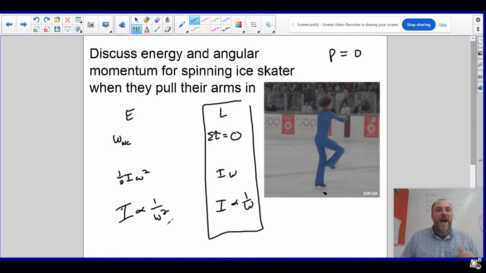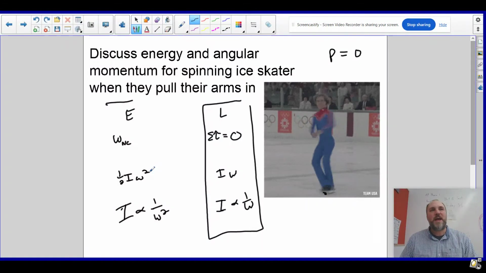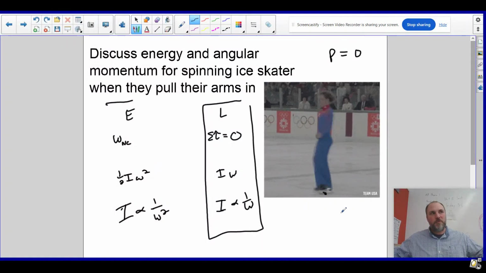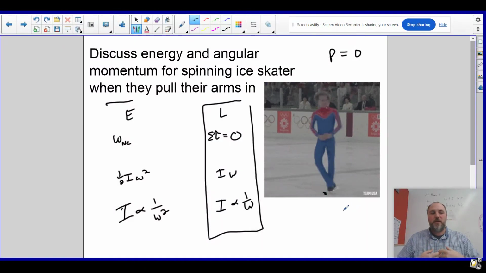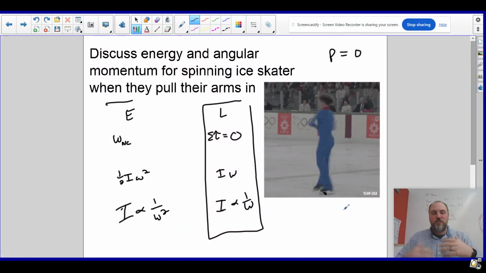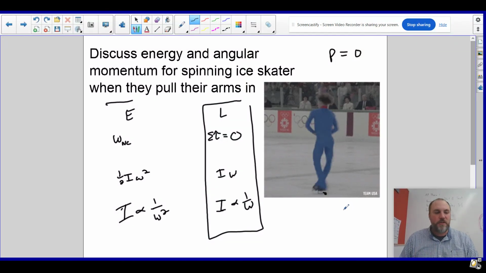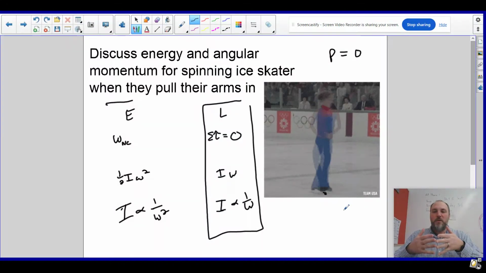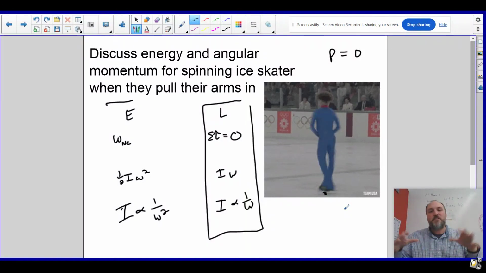So why is energy not conserved here? Well, if you think about what's happening when they pull their arms in, due to the centrifugal effect, their arms want to fly out. I kind of think about the frilly dresses that they wear and the tassels that they might have on their uniforms. As they spin, we know that all those things are going to taper out, and that's because of the centrifugal effect.